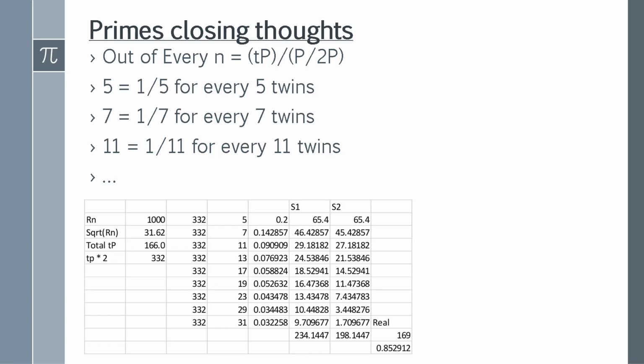Again, I need to go through my stages and look for patterns that are duplicates, that are being counted multiple times. But real quick, I got a number that's 85% accurate. 198, the real number is 169.